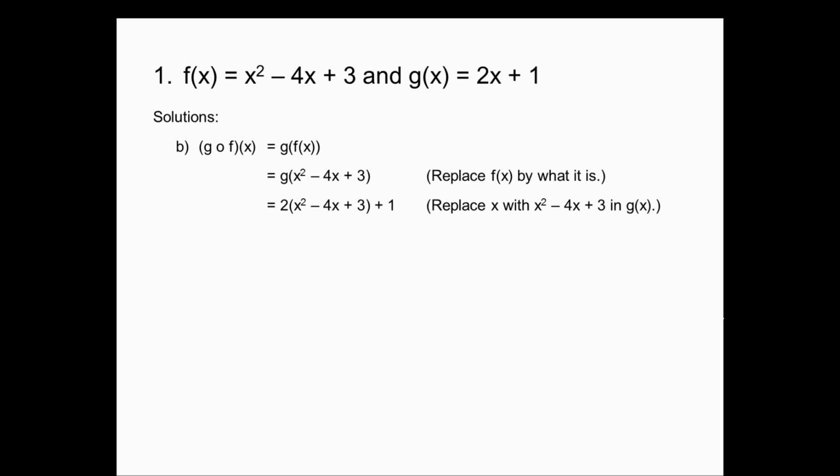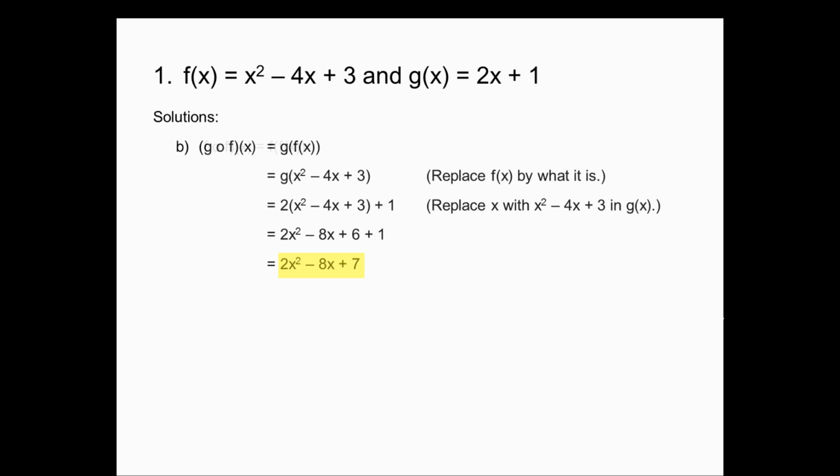Okay, you distribute the 2. That'll give me 2x squared minus 8x plus 6, and then the plus 1 on the end. And combine the 6 plus 1. So I'm going to have 2x squared minus 8x plus 7. Notice that one was a little bit easier than the f composed with g. That is what is typical. The answers are not the same, and one of them is a little bit easier or quicker than the other.